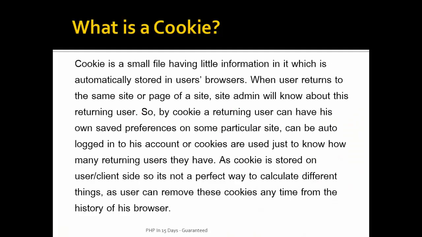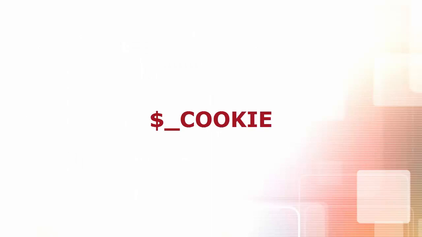A cookie is a small file, just like a text file. We create a cookie on our own, write some information in it, and set its time of expiry too. Afterwards, this file is sent to the client side and it remains stored in the user's browser. When the user returns to our site or a page of our site, we know about this returning user by grabbing the information from the same cookie. As a cookie is stored on the user's or client side, it's not a foolproof way to calculate things, as the user can remove these cookies at any time from the history of his browser, can change the information stored, etc.